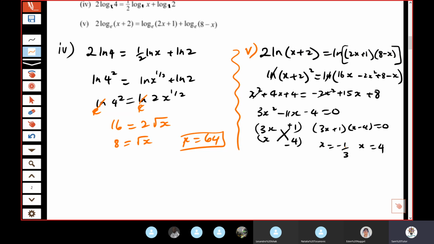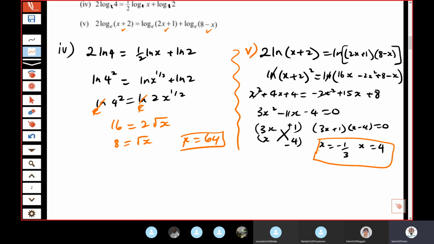Testing x equals negative 1/3. If I sub it into the original, I can see it working there: negative 2/3 plus 1. I can actually see it works there. So negative 1/3 works. 4 definitely works, and both of them are correct. See that one there? Both answers are actually right. You don't cross out the negative number.